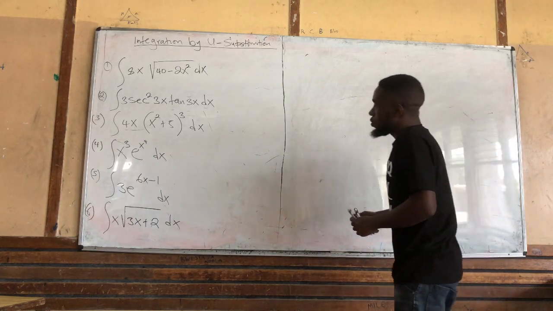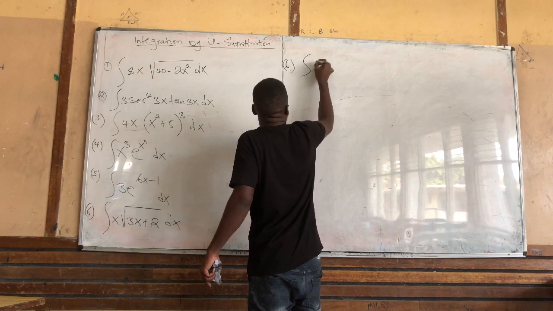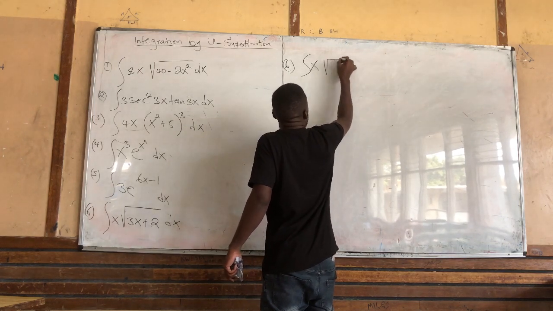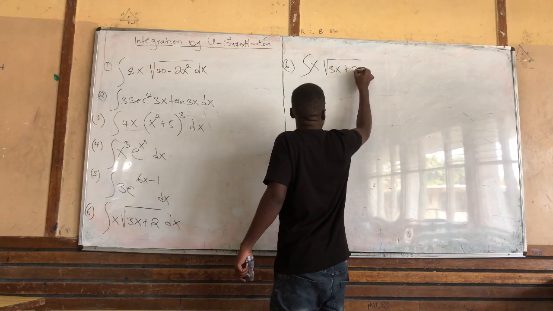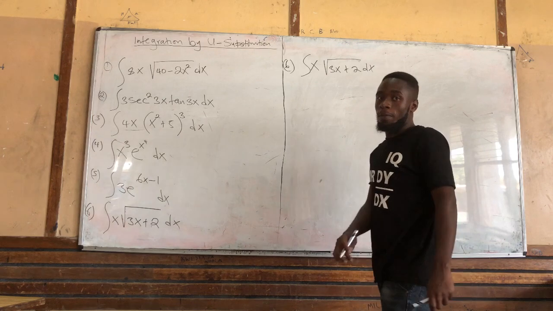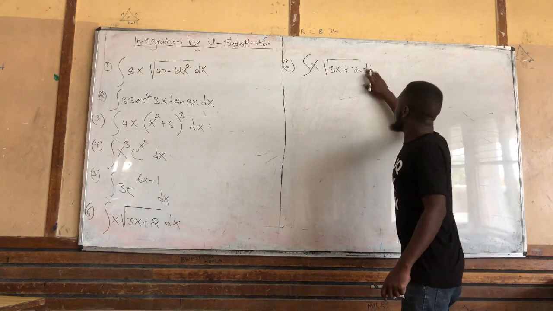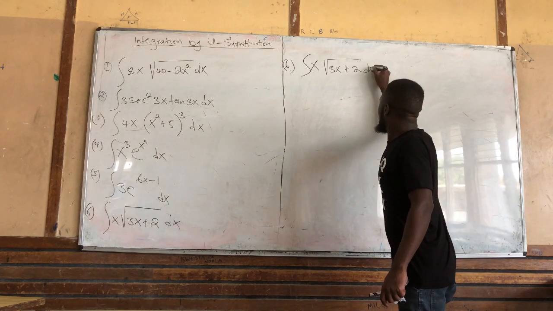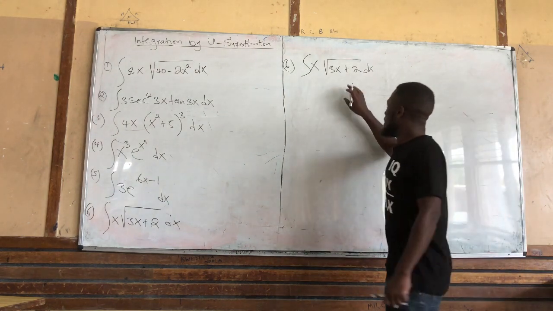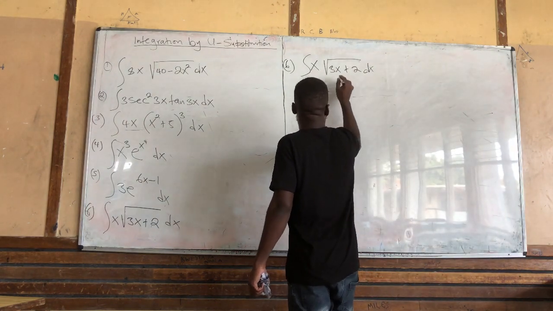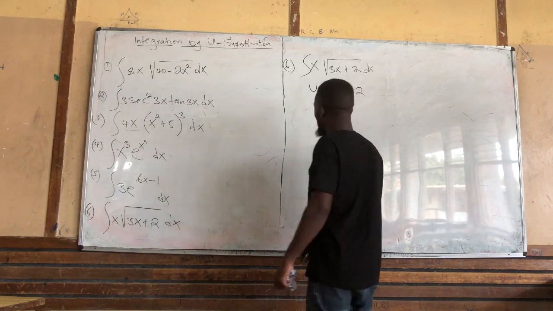Okay, let's go to the last question, which is the integral of x square root of 3x plus 2 dx here. So how do we answer this one? This one we can let what is inside here be equal to u. Let u be equal to what is inside here, 3x plus 2.